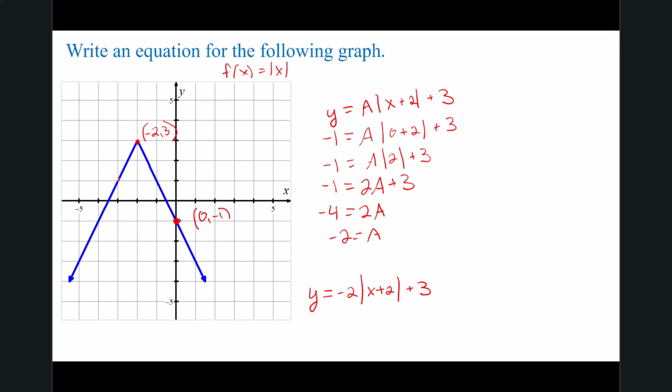Here we have a point negative 3, 1. So that should work in my equation. If y is 1 and x is negative 3, then I have 1 equals negative 2 times the absolute value of negative 3 plus 2, plus 3. So 1 equals negative 2 times the absolute value of negative 1, plus 3, or 1 equals negative 2 times 1 plus 3, which does equal 1. So that looks good. It works for another point also. That's just a check to make sure. Here is our equation to match this graph.